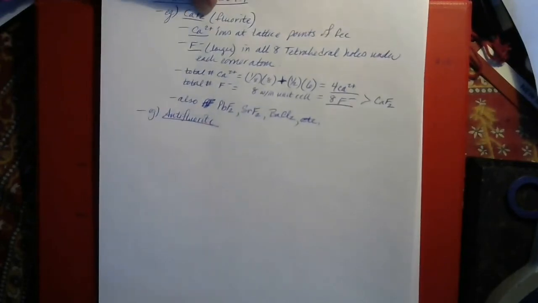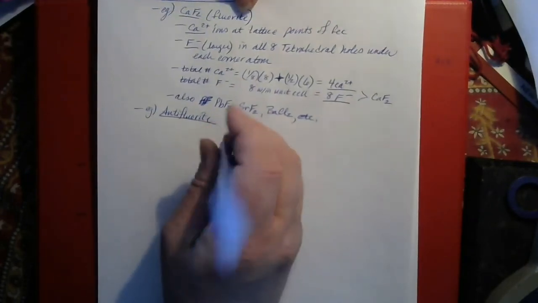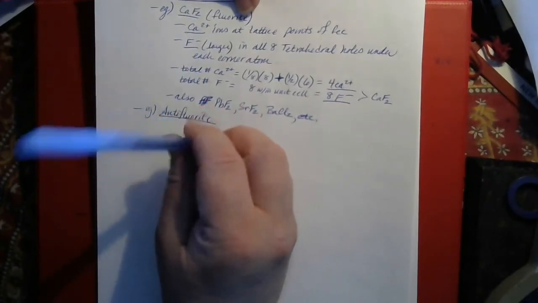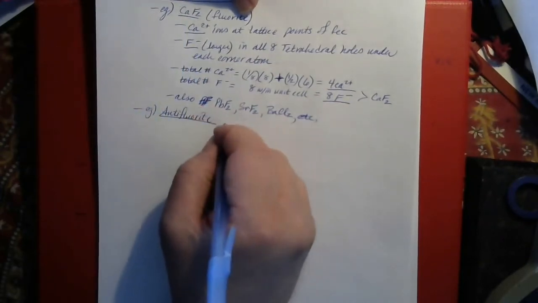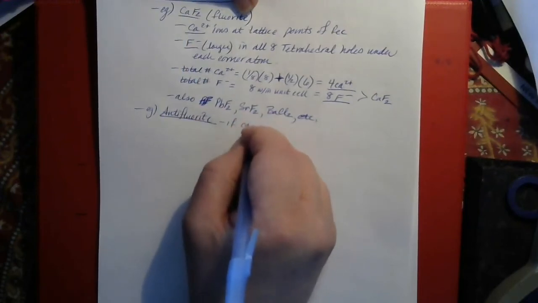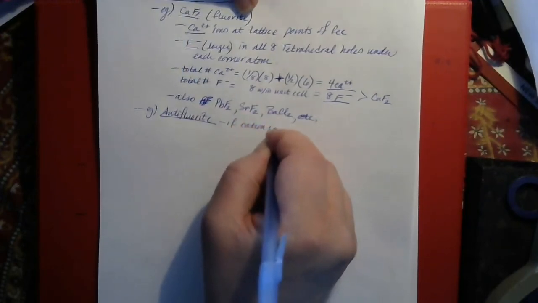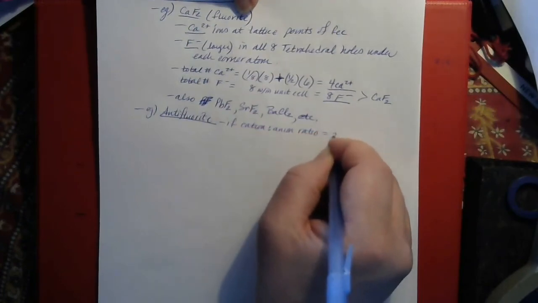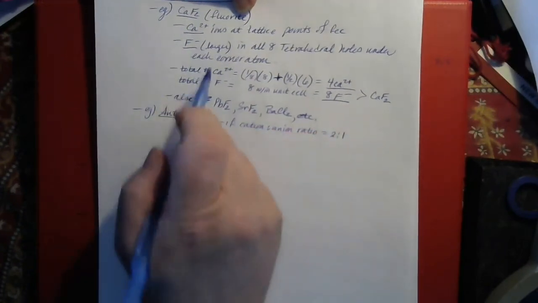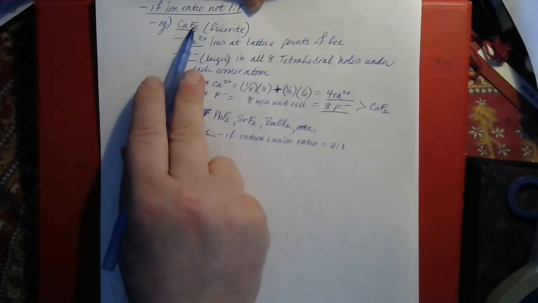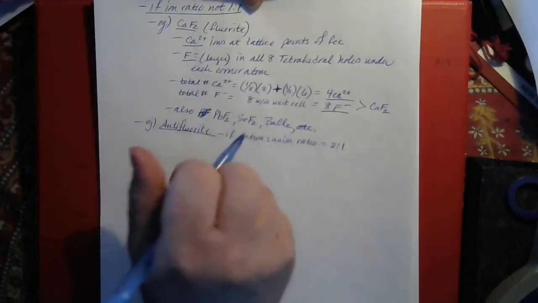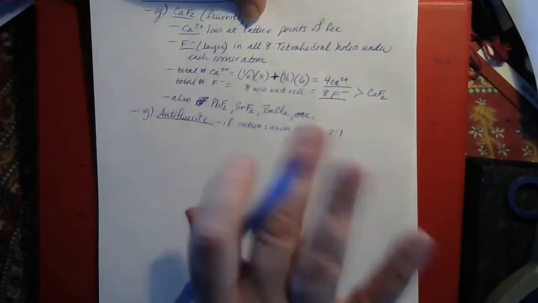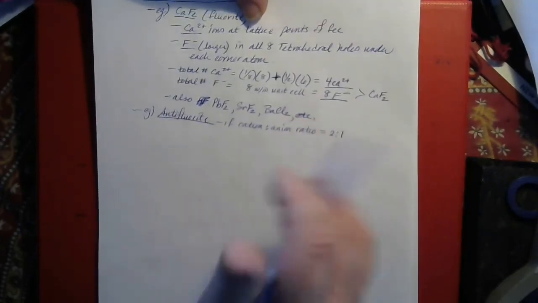There's also a structure known as the anti-fluorite structure, if the cation to anion ratio is the other way around. Because up here we had a cation to anion ratio that was 1:2. So what if it's 2:1? Well, then in most cases you'll end up with the anti-fluorite structure where the cation and anion positions are reversed.